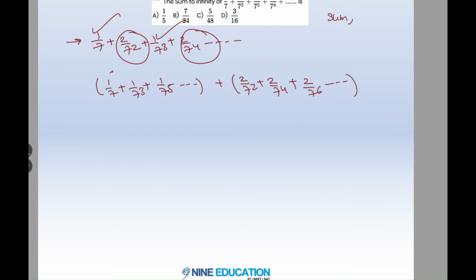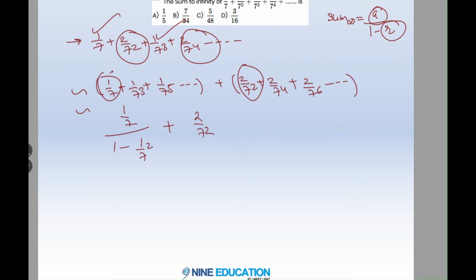Sum up to infinity of a GP is given by A upon 1 minus R, where A is first term and R is common ratio. Here first term is 1 by 7 and common ratio is 1 by 7 square. Here, first term is 2 by 7 square and common ratio is 1 by 7 square.